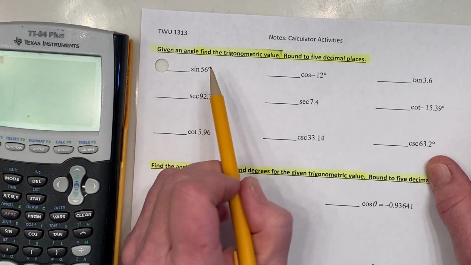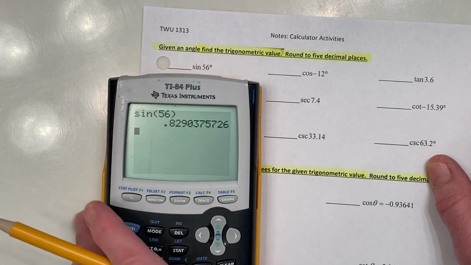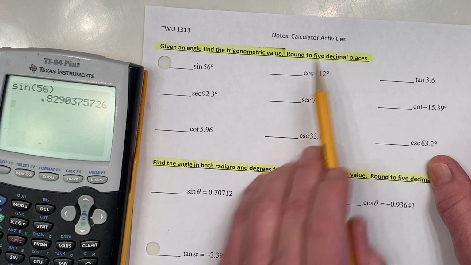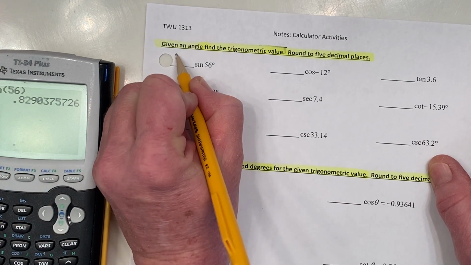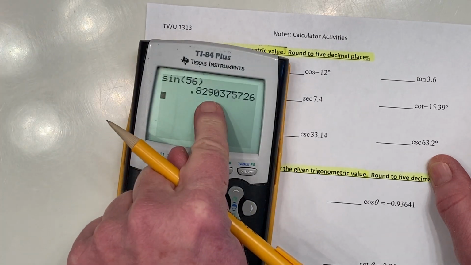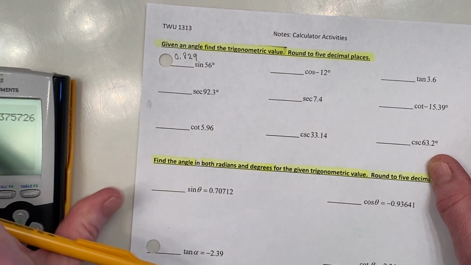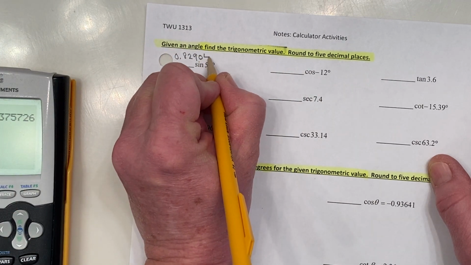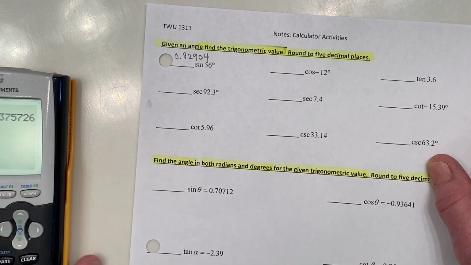From our previous work, sine of 56 degrees, easy enough. Sine 56, you don't need the degree symbol, enter. How many places? 5. So 0.829, 1, 2, 3, 4. For the 5th place, I have to look at the 6, so that's a 4, 0.82904. I'm just going to go through and find all the degree measured angles and find those first.